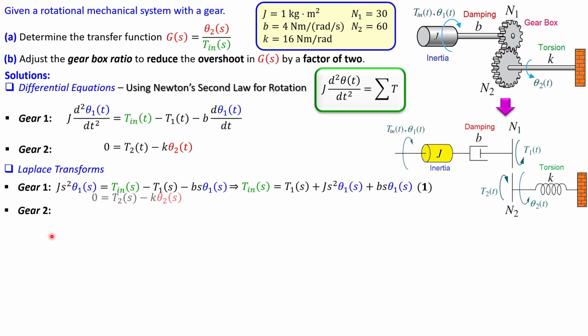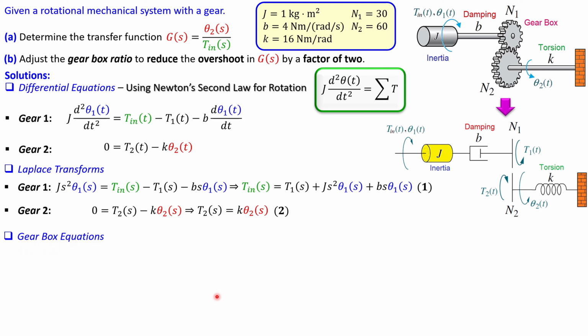Gear 2, again a similar form. You only have this and that. We just convert that to S instead of t. There are no derivatives, so that's quite easy. Now we can also work out this and say T2 is equal to K times theta 2, which is quite an easy expression. Let's say that's equation number 2. Okay, we now have 2 equations, given in the Laplace domain for this system, the gear 1 and gear 2 parts.